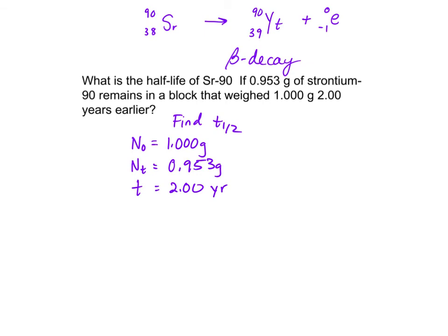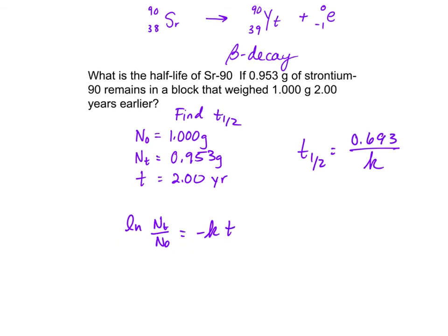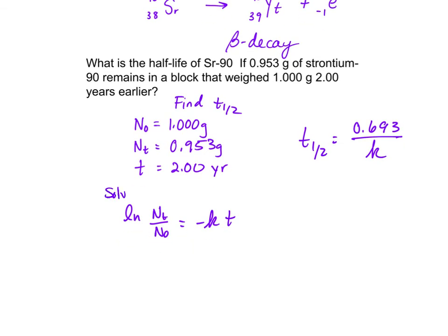So we can use the first order decay rate law: ln of Nt over N0 equals minus k times t. We have everything in this problem except for the rate constant. We're going to need the rate constant in order to find the half-life, which is given by T1/2 equals 0.693 divided by the rate constant k. So the first thing we need to do is solve for k.